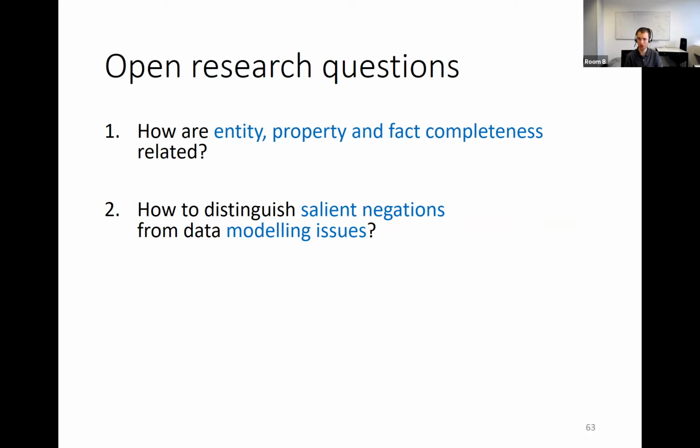For the negations, a recurring issue is distinguishing salient negations from modeling issues. So often negations just occur because something is reformulated, or because there are ambiguities, whether someone is a computer scientist or an informatician and so on. So that problem deserves more attention.